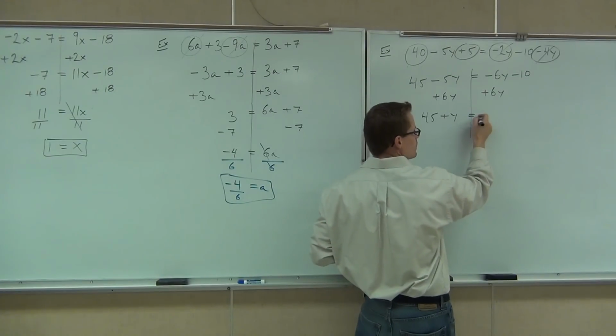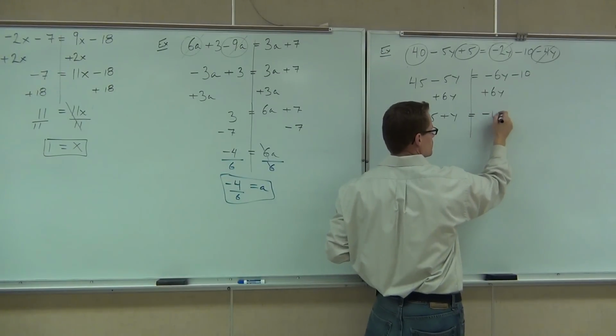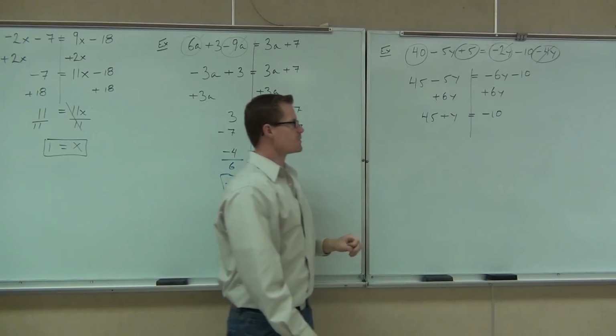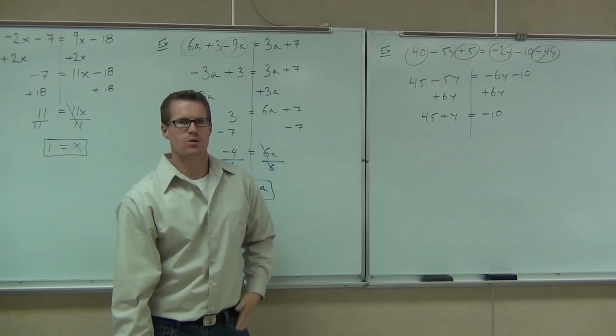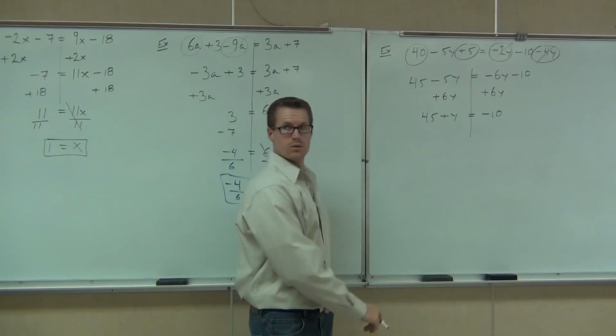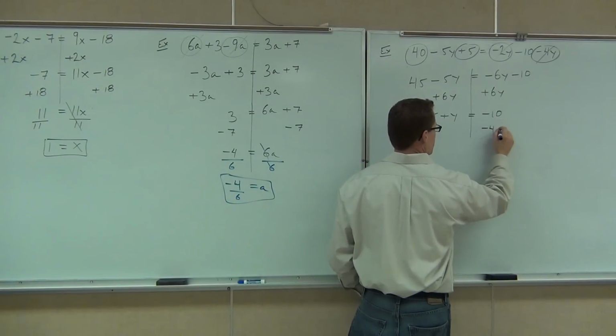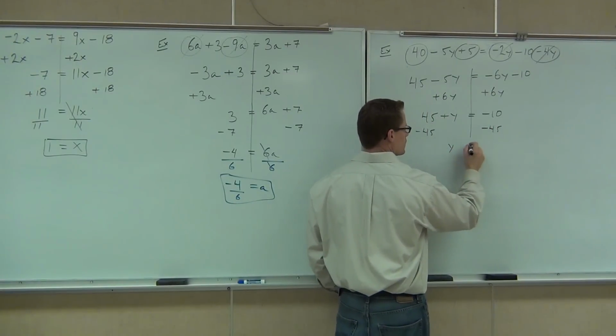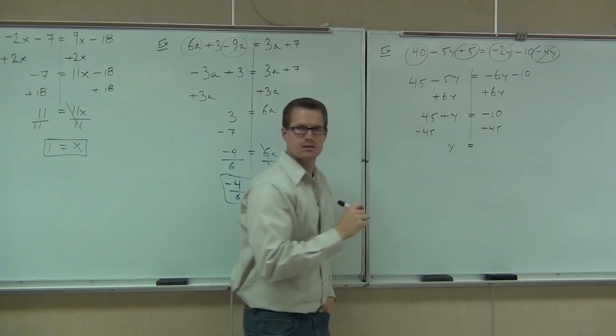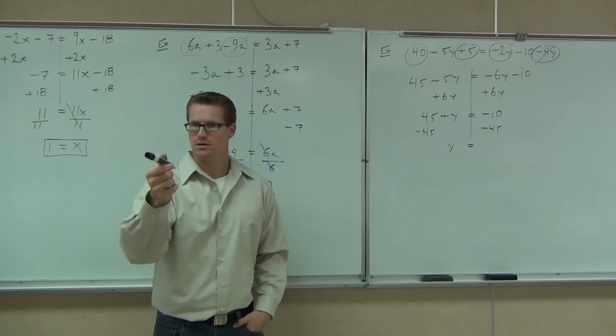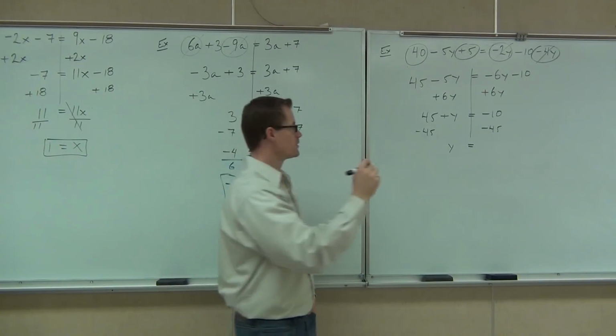On the right-hand side, we get negative 10. Tell me something, what number do we have to get rid of now? 45. How? Subtract it. So if we subtract 45, on the left I get y, on the right I get negative 55. Is that what you got? Yep.